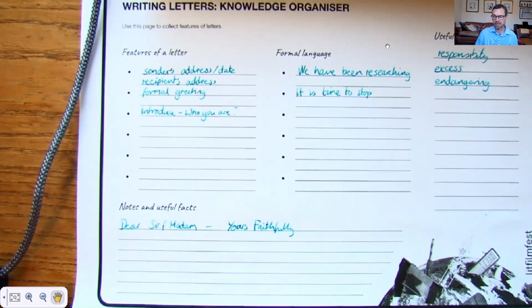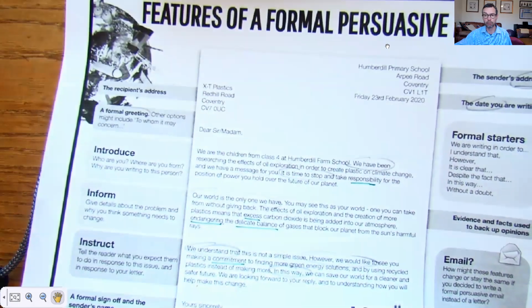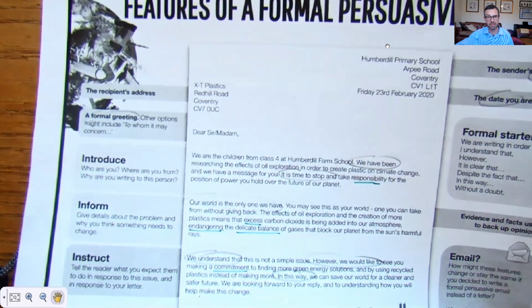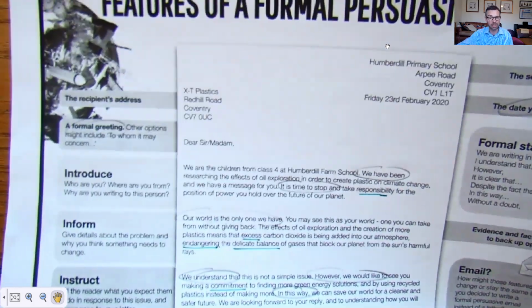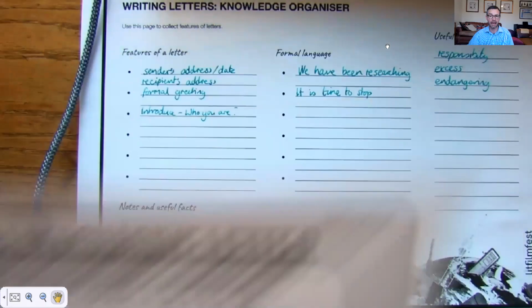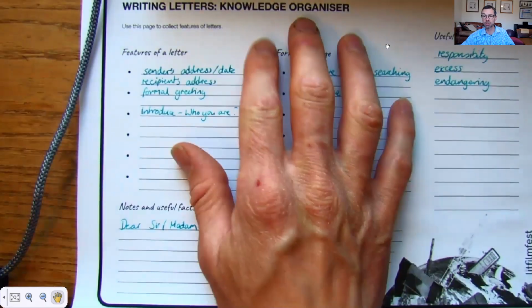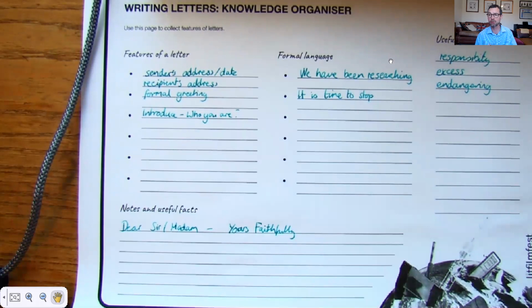So that's your task. I'd like you to go through and have a look through the features of a formal persuasive letter. Use that sheet first of all. Highlight that if you need to. Underline bits and pieces that are going to be useful. And then transfer that information onto our knowledge organizer, because we're going to be using that as part of our plan and part of our own letter.